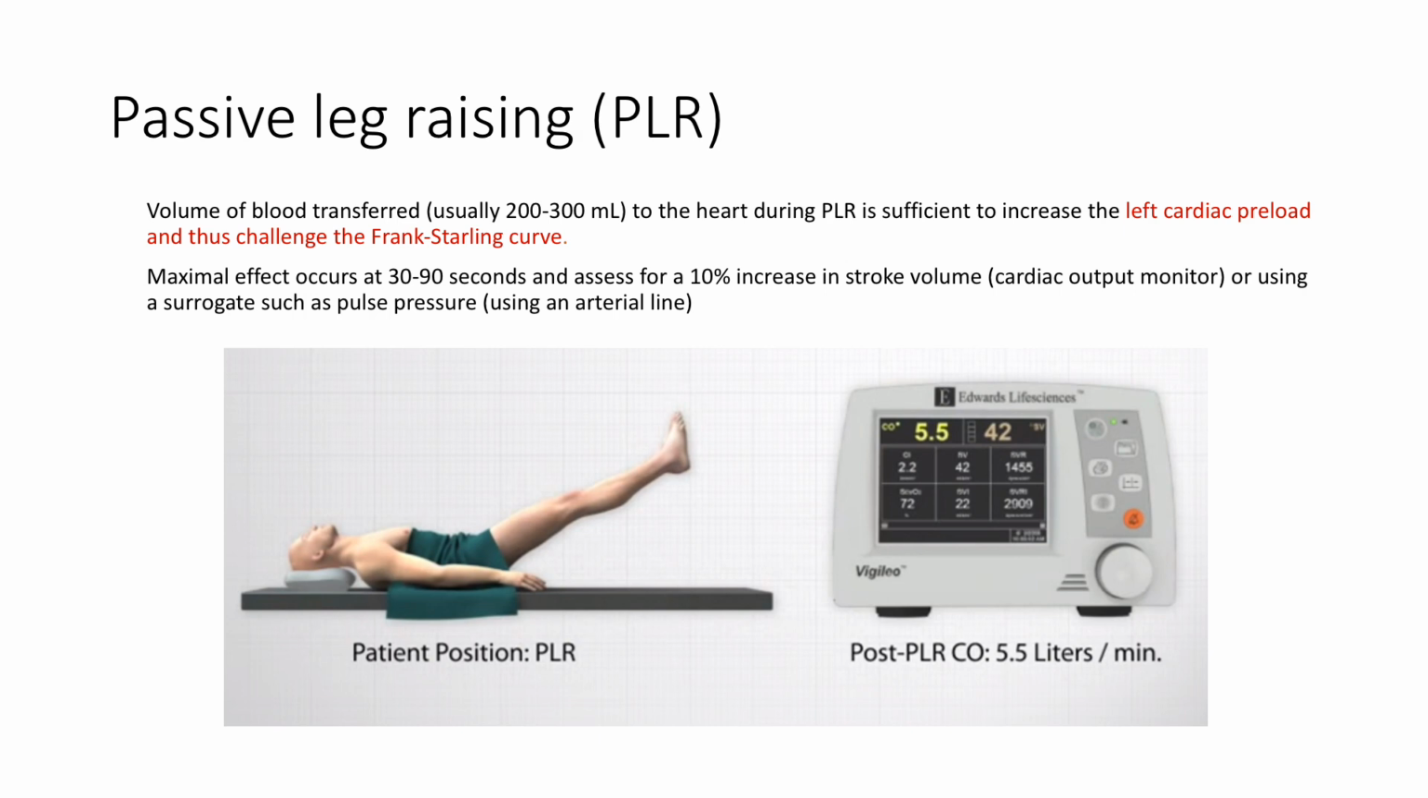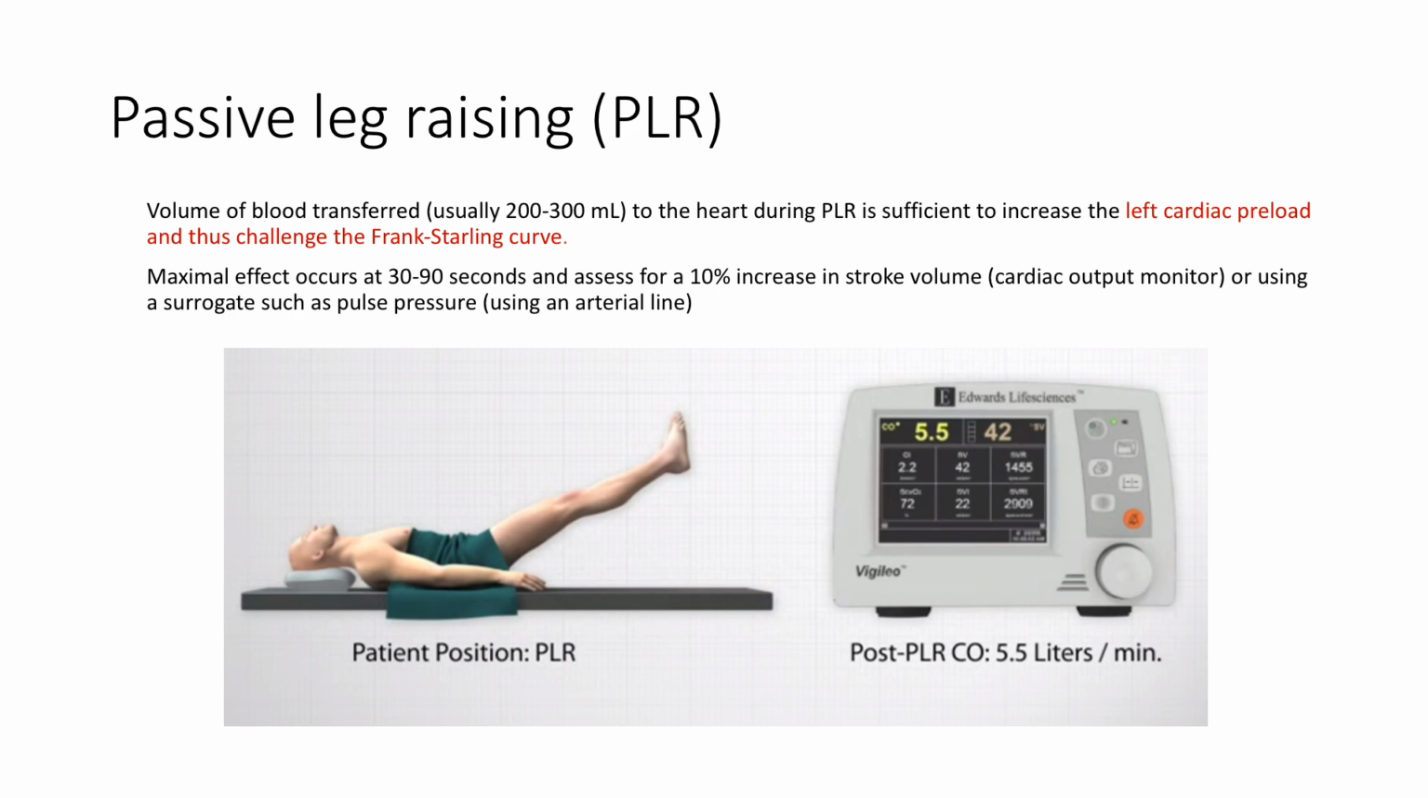Useful to think for a moment about the passive leg raise. The passive leg raise is a really neat trick to sort of reversibly give somebody a fluid bolus, as it were. So the volume of blood transferred, which is usually about 200 ml if you empty your legs towards the heart, is sufficient to increase the left cardiac preload and therefore challenge your Frank-Starling curve.